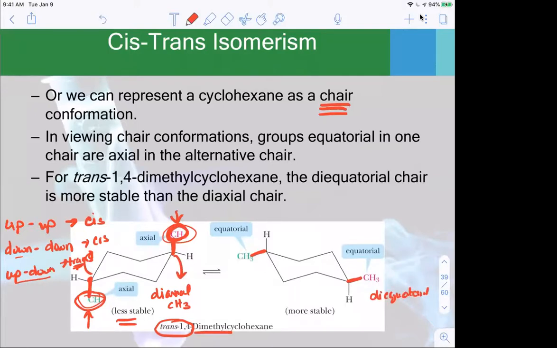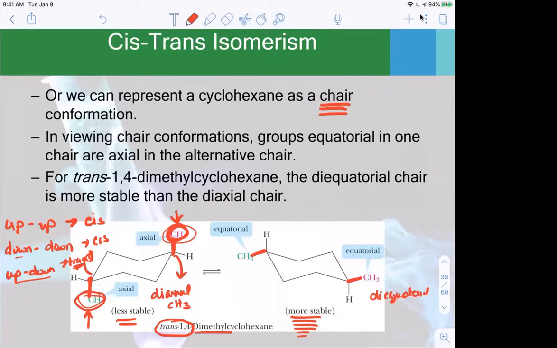Those methyl groups are each in an equatorial position, which means this conformation is much more stable. So you have to be able to recognize cis and trans using chair conformations. Are the bonds that bear the substituents in relation to each other up, up or down, down? That would be a cis conformation, or the cis isomer. And if they were up, down, or down, up, that means I have the trans isomer.